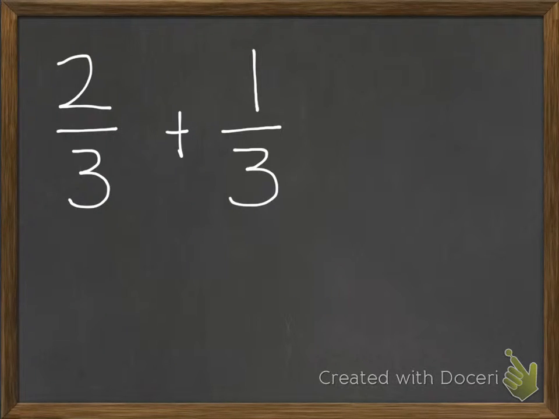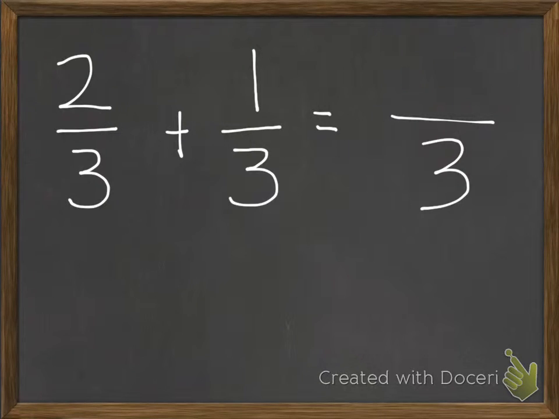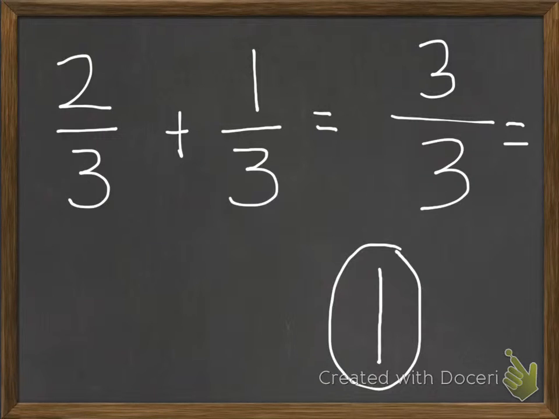2/3 plus 1/3. First thing you do, check those denominators. Are these denominators alike? Yes, they are. They are both 3, so you don't change them. Now you're just adding across. So 2 plus 1 is 3. Now, as we know, any number over itself in a fraction automatically equals the whole number 1. So you would want to change that 3/3 into a 1.